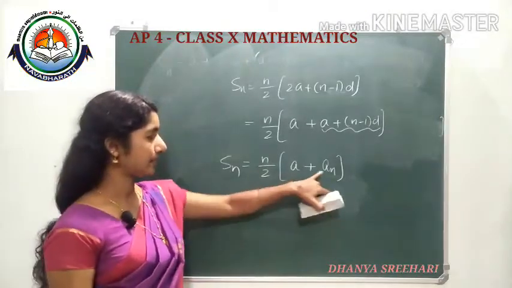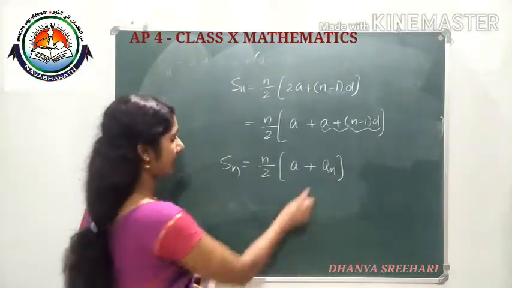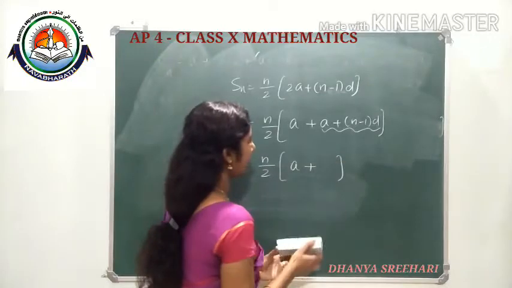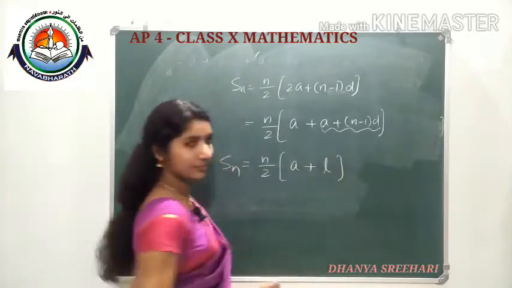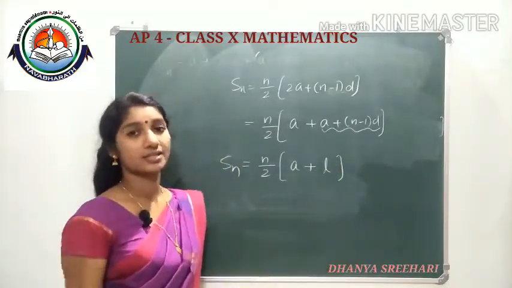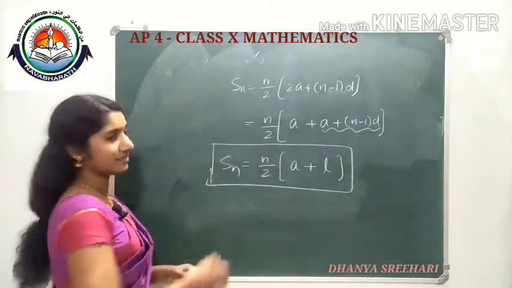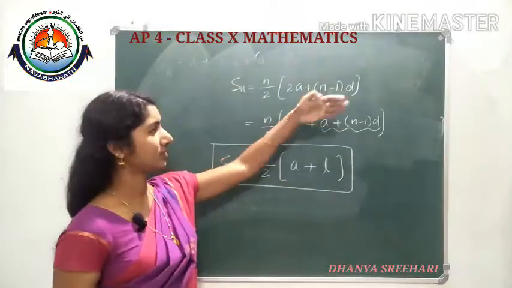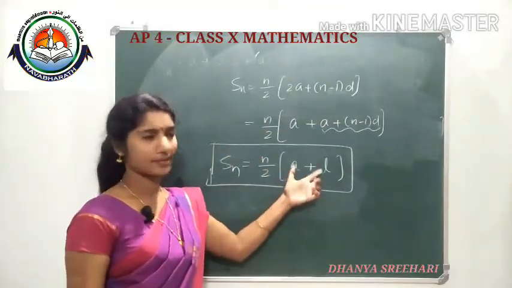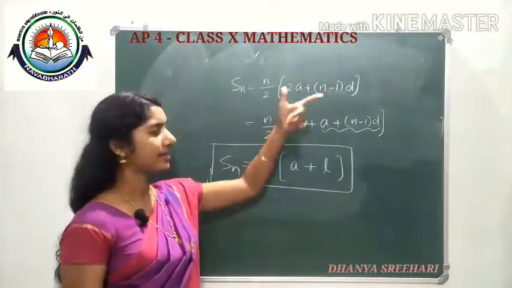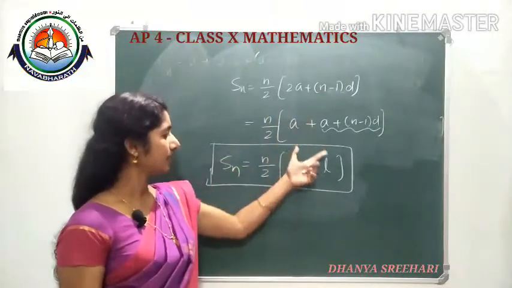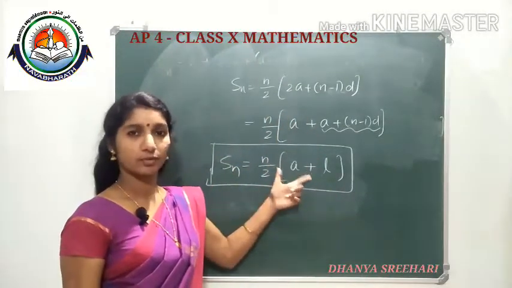So we got Sn equal to n by 2 into a plus an, first term plus last term, or we can write the last term using the letter L also. Last term means n terms are there, so the nth term is the last term. This is not another equation; we just rearranged the terms. 2a we split as a plus a, and we got this form. Both are the same equation.